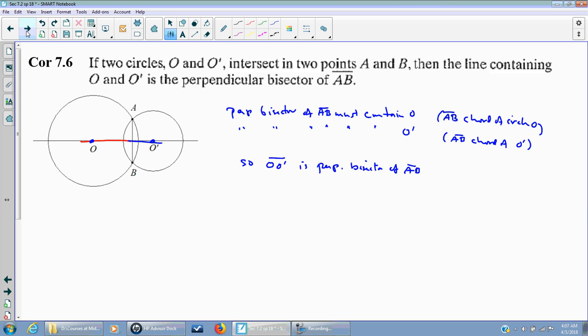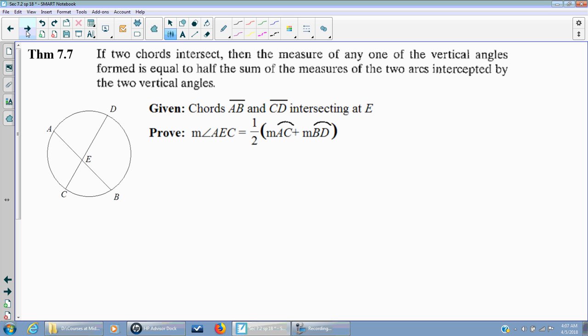Let's see what else we got here. Theorem 7.7. Now we have a real theorem here. This is one of these theorems that you'll probably not run across unless you do some rather specialized work with circles in some sort of engineering or physics application. And in that case, you really do need to know these things. Otherwise, you'll have to learn them and you just slow yourself down. So theorem 7.7.